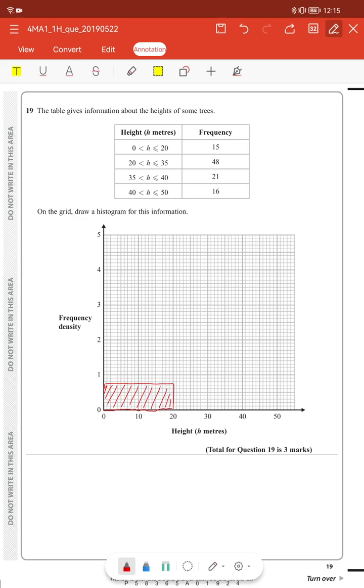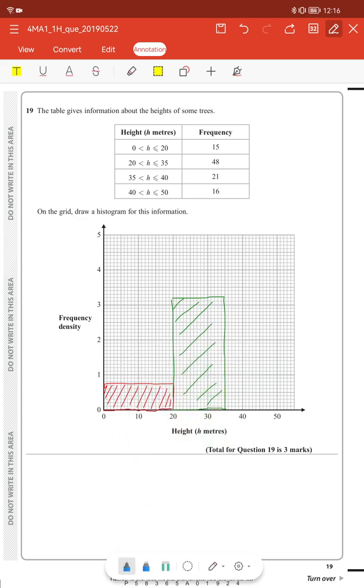And you do the same thing. So here we are now going 15 to 30 on the base, and we do 48 divided by 15, which is 3.2. So we want to go all the way up to 3.2, and then we would come down. And again, you must use your rulers. I have not, and you want it to be as accurate as possible.